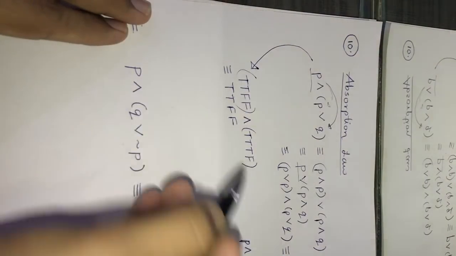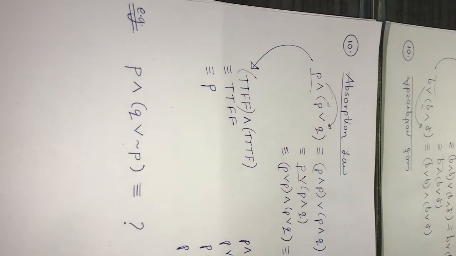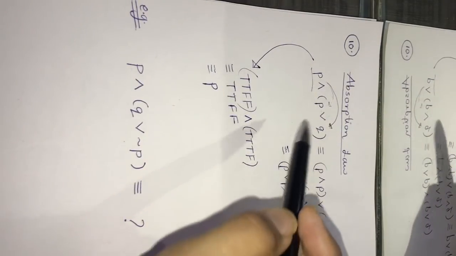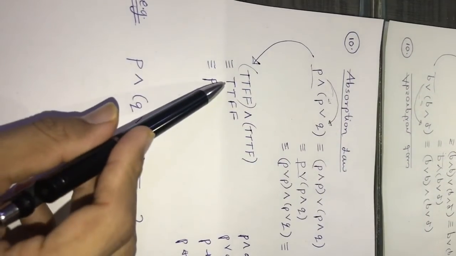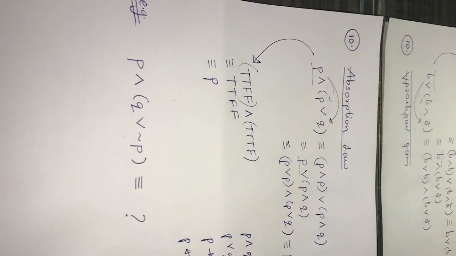So I realized that I'm getting back P. See the truth values of P: true, true, false, false. See after the operation, what are the truth values? True, true, false, false. So after the operation, I can say this gives the same result as P. So P and (P or Q) is logically equivalent to P.